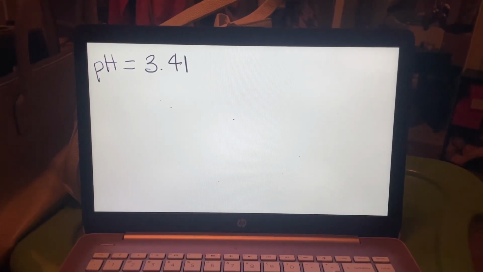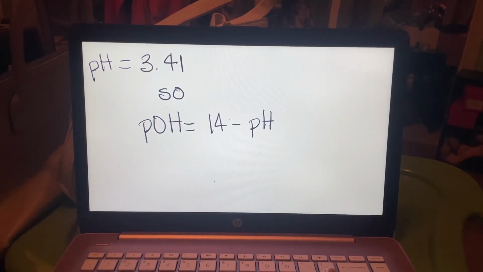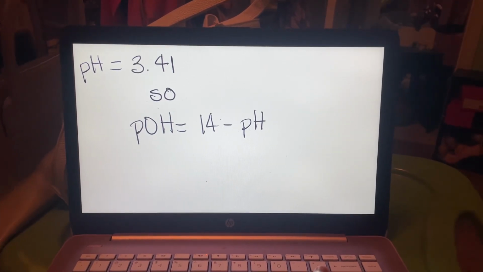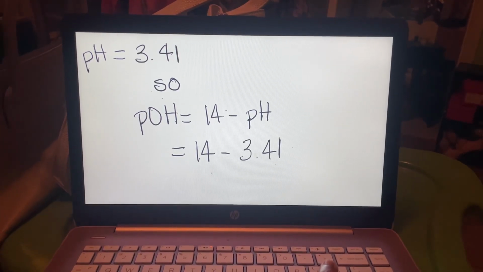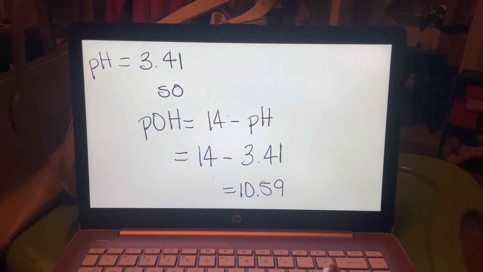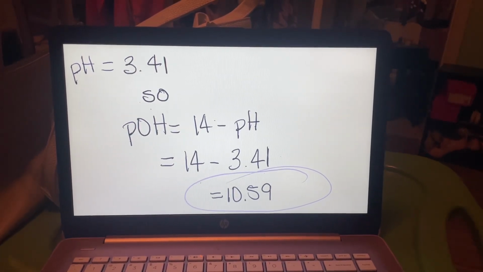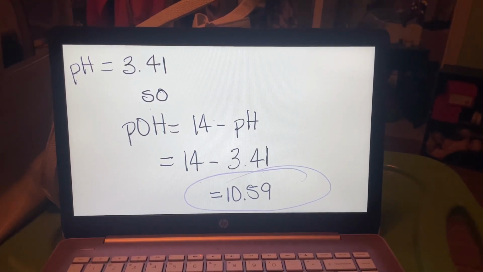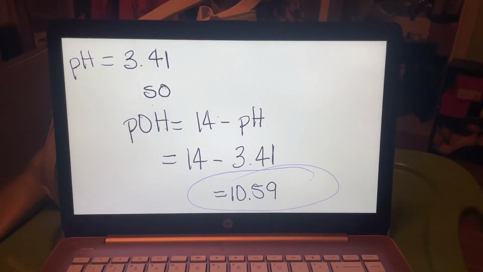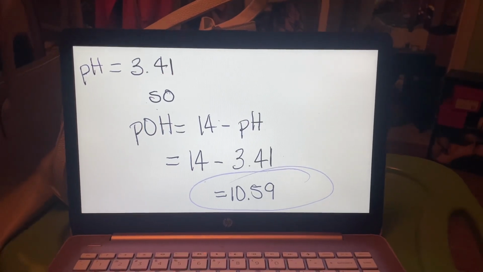And since we now have the pH, we're going to use the second equation from the first slide. And we're going to set that pOH equal to 14 minus the pH, which is just going to be 14 minus 3.41, which equals 10.59. So our pOH of 3.9 times 10 to the negative fourth molarity of H3O+ at 25 degrees Celsius equals 10.59.